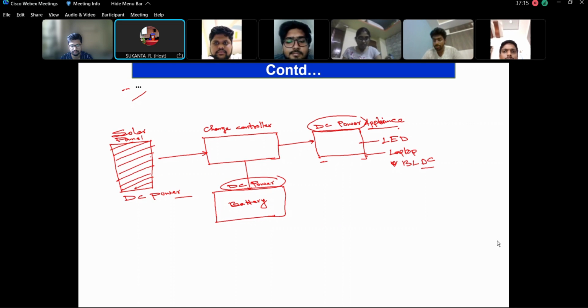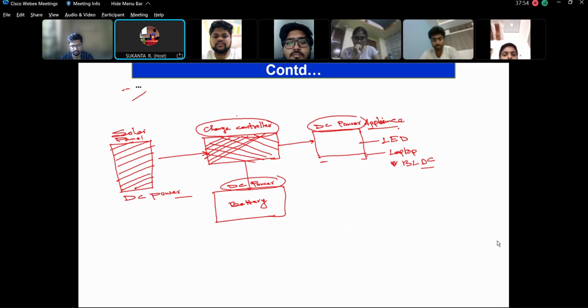Although the solar panel is producing direct current, there must be a charge controller also. For the appliances, we cannot use the power generated in the solar panel directly, although the appliances belong to DC also. So there must be a charge controller.